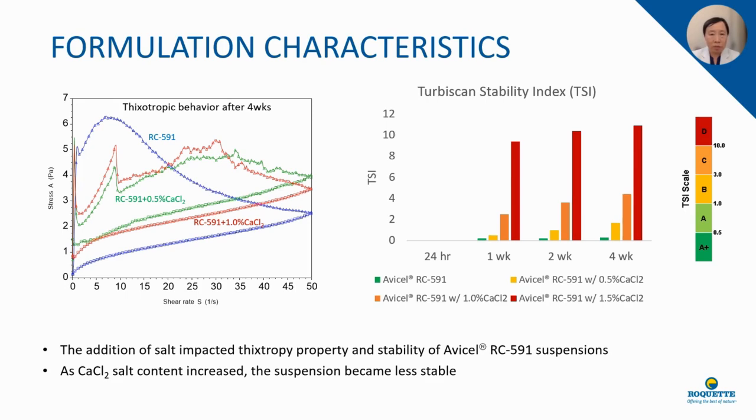As calcium chloride concentration increased, the TSI value kept increasing, which means a decline in physical stability. Actually, at 1.5% calcium chloride concentration, the TSI exceeded 10, which means a really unstable suspension. So again, this data confirms that high salt environment really negatively affects both the structure and the stability of RC591 suspensions. We really need formulation strategies to counteract this stress.